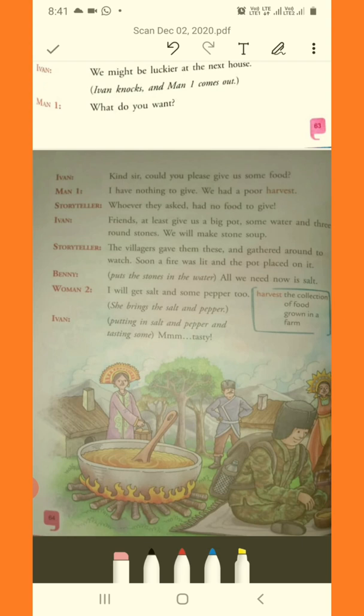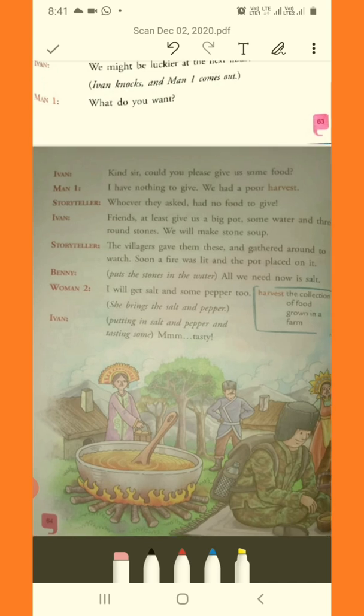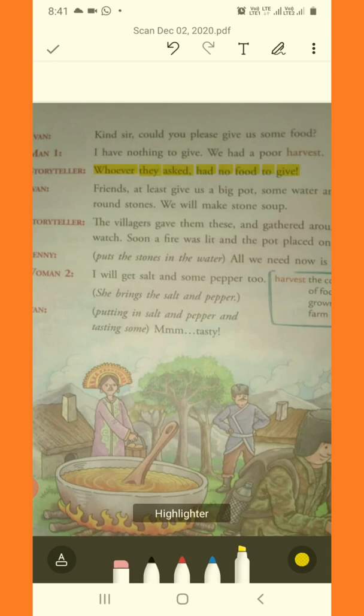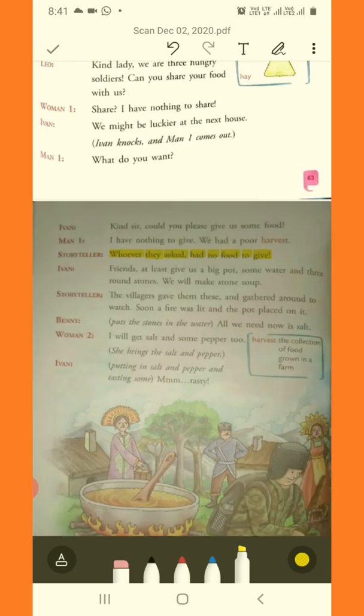Now it's time for the storyteller again. What does he say? Whoever they asked had no food to give. Clear? Whoever they asked had nothing to give to them. Now Ivan will say something. What does he have to say?